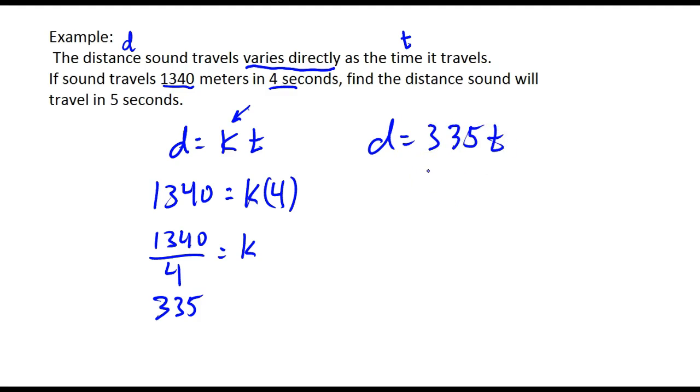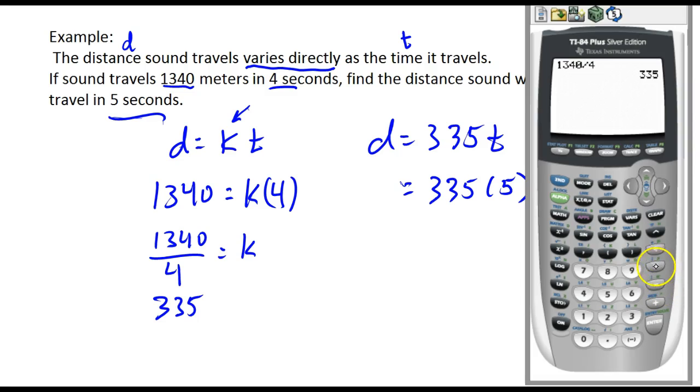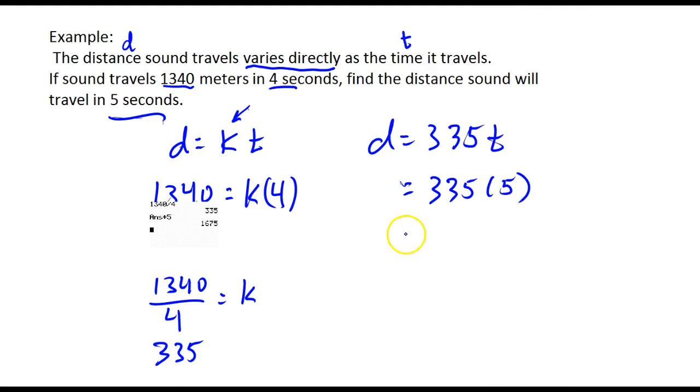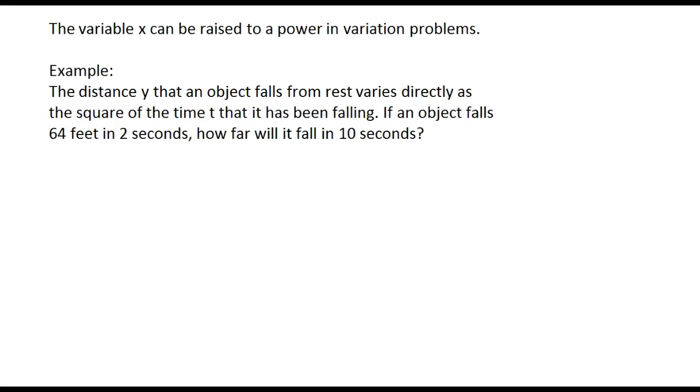The rest of the problem is pretty easy. Find the distance sound will travel in 5 seconds means I just put in 5 for t. Let's see what that'll be, 335 times 5. It'll travel 1,675 meters.